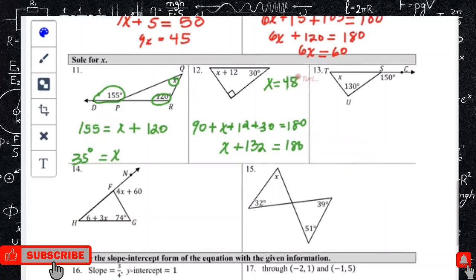Okay, number 13 is very similar to 11. You still have this remote interior angles theorem going on. So this outside angle is equal to the sum of the two remote interior angles, those two that are away from it. So 150 is equal to x plus 130. And to solve this, you just subtract 150 minus 130, and x is 20.